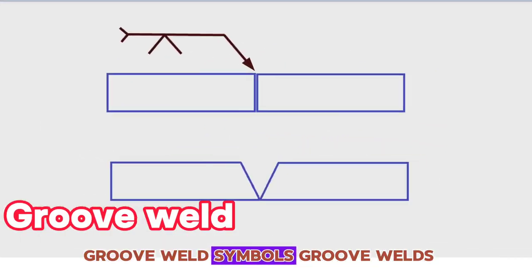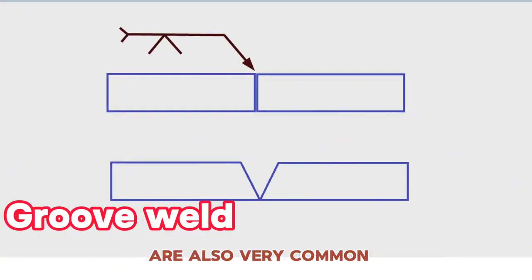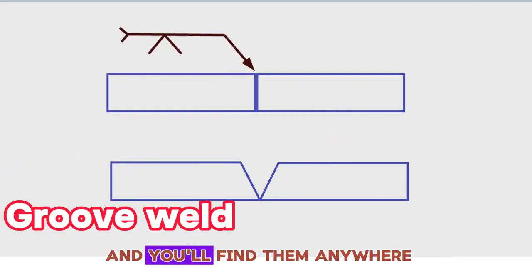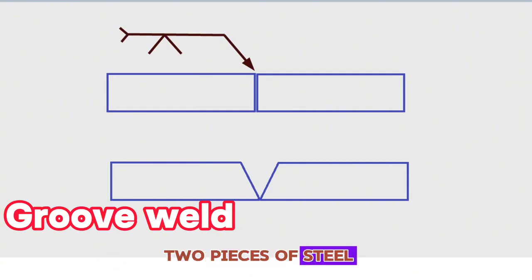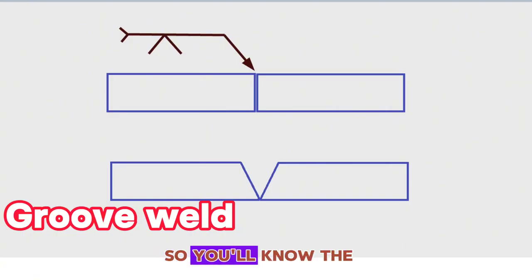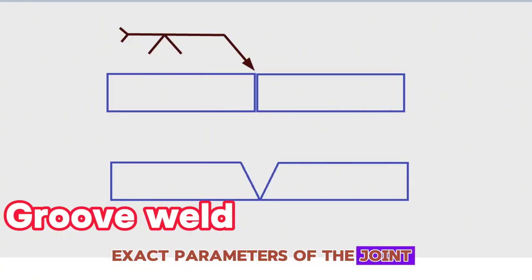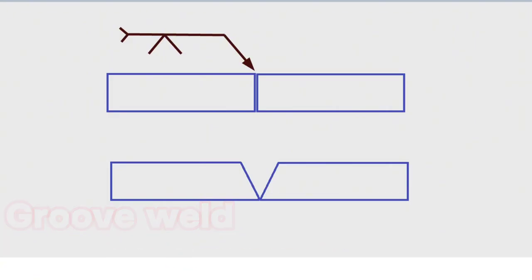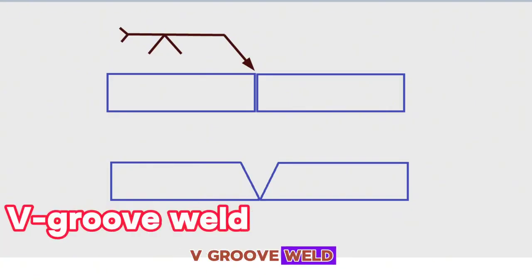Groove weld symbols. Groove welds are also very common in the welding industry, and you'll find them anywhere two pieces of steel are put together. It's important to understand the structure of the symbol so you'll know the exact parameters of the joint preparation. V-groove welds. A V-groove weld has bevels cut on both sides of the weld joint.